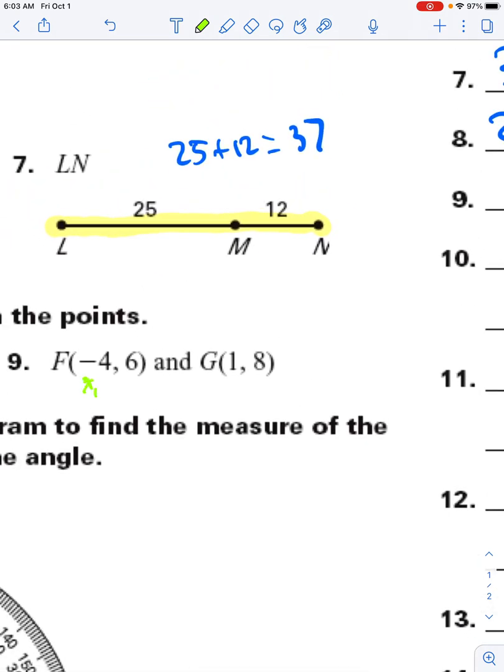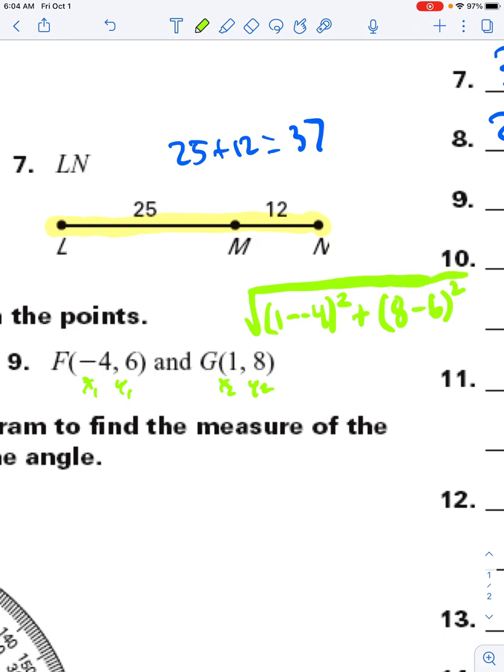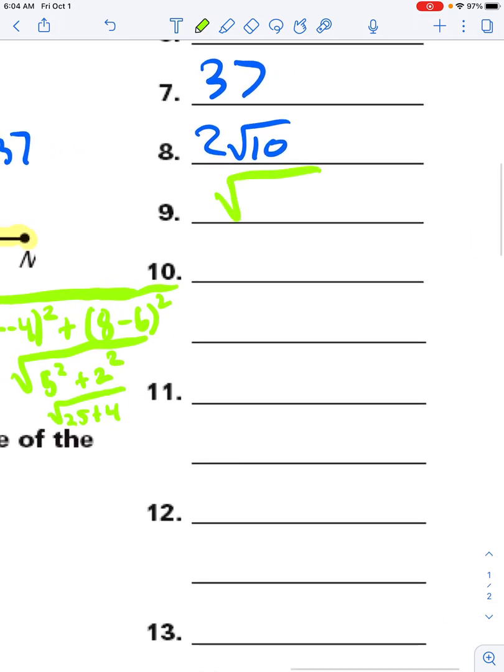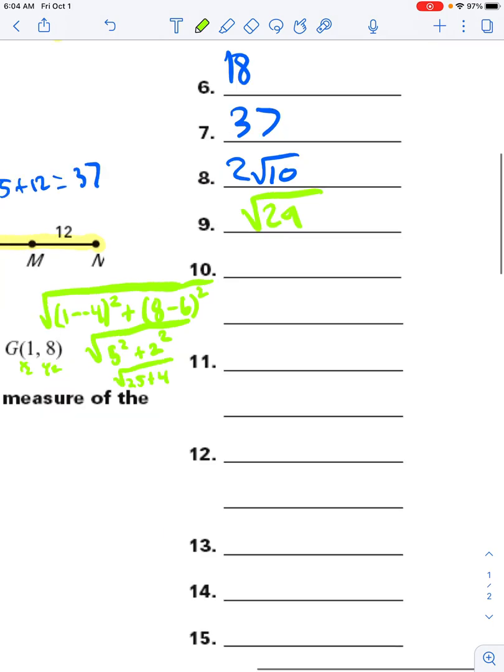Same thing over here. Let's label our x1, y1, x2, y2. I'm going to use my distance formula. I'm going to take my x values, 1 minus negative 4 squared plus 8 minus 6 squared. 1 minus negative 4 is 5, and 8 minus 6 is 2. So I'm going to get 25 plus 4, which gives me the square root of 29.